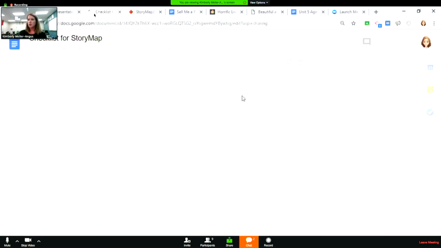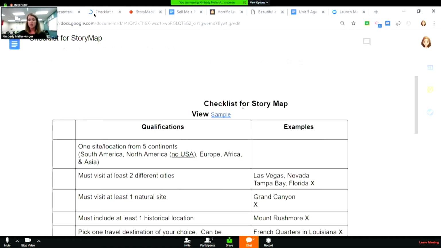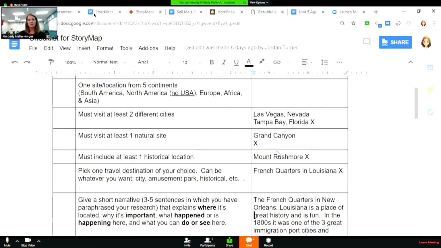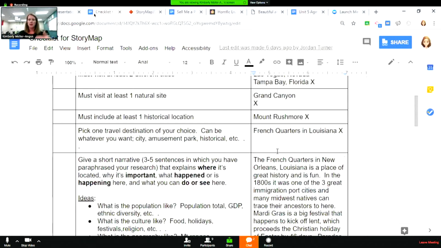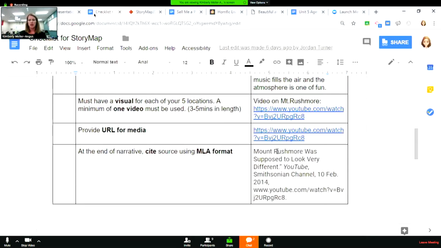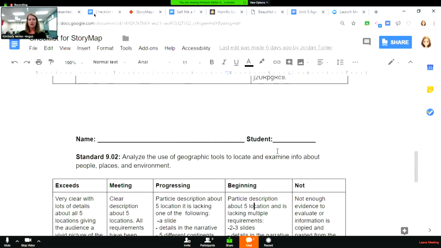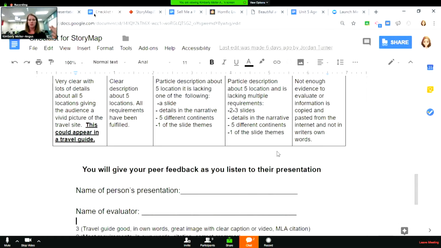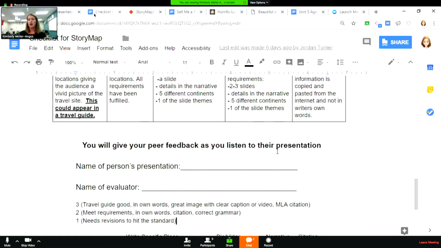The whole checklist of what we use to make the story, I have a sample template. I just realized the teacher sample is not showing, so I will try to put that up. But these are the requirements that we had for kids to make this. So I had a sample. This is my rubric that we used. And then the peer feedback at the bottom, where students could evaluate each other.